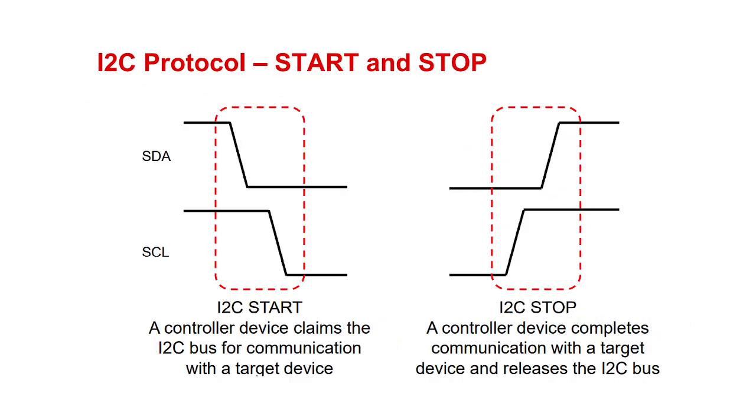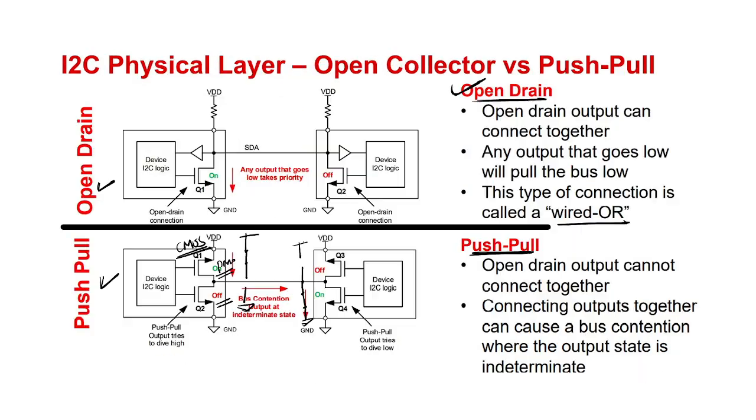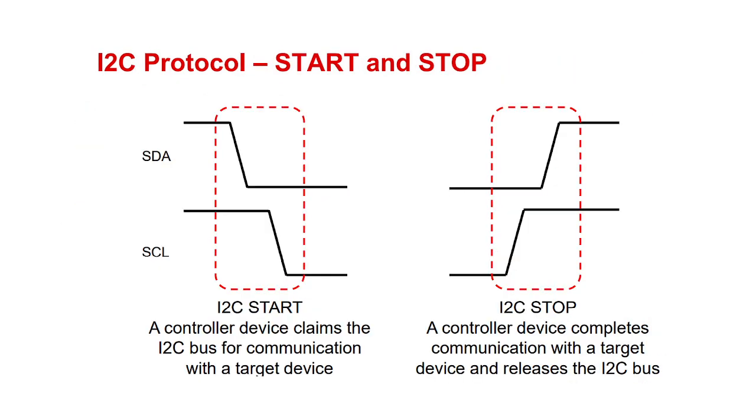In I2C, there are first the start and stop conditions. What is the start condition? There are two lines, SDA, the serial data line, and SCL, the serial clock line. In the start condition, initially when the device is not connected, these SDA and SCL lines will be high only.